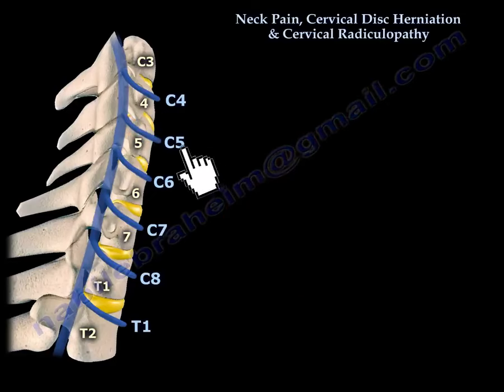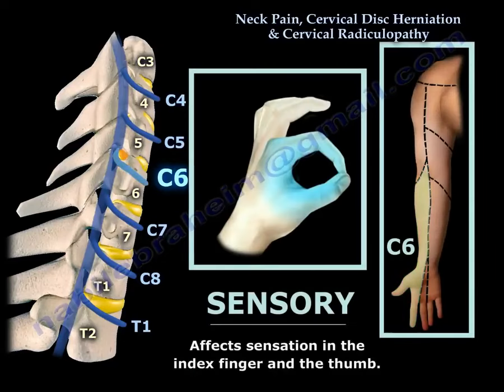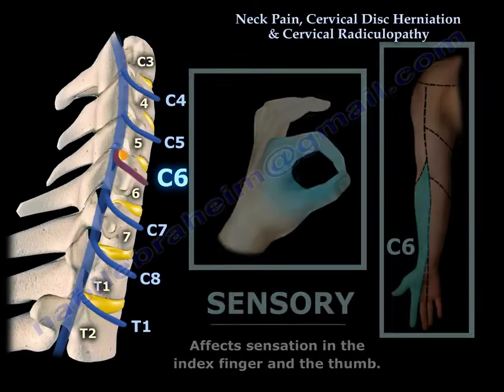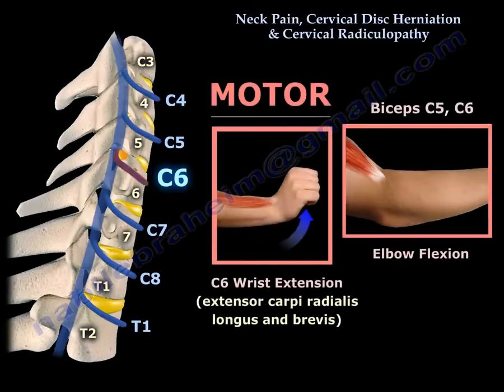How about a C5, C6 bulge or disc herniation? That definitely will affect the C6 nerve root. It will affect the sensation at the index and the thumb, and you can see in the diagram to the right the area that's involved in C6 sensory deficit. How about the reflexes? C6 is the brachioradialis reflex. How about the motor? C6 is wrist extension, the extensor carpi radialis longus and brevis. It's also elbow flexion, C5 and C6.